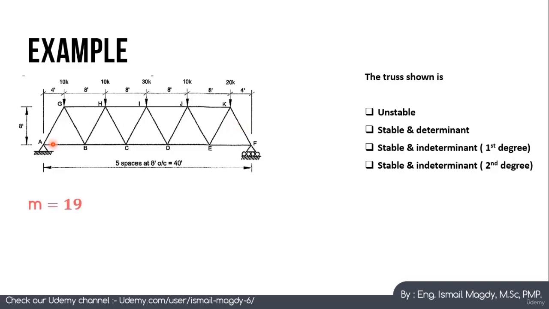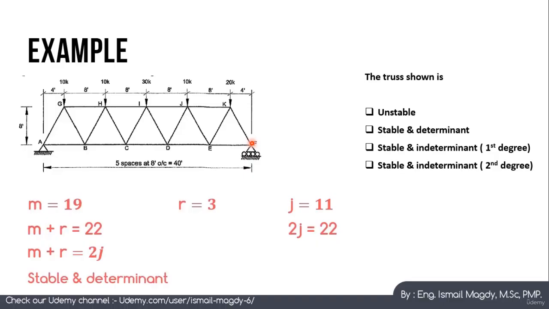And for the reactions, we have 2 reactions here, vertical and horizontal. Here we have only 1 vertical, so we have 3. And for the joints, we have 1, 2, 3, 4, 5, 6, 7, 8, 9, 10, 11. So we have 11 joints. This means that M plus R equals 22, and 2J also equals 22. So M plus R equals 2J, which means that this truss is stable and determinate. So this is the answer, which is the second option here, stable and determinate.